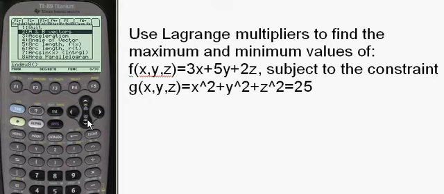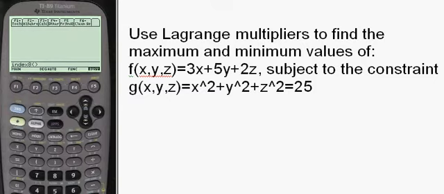And I'm going to scroll down here to Lagrange. There it is there, Lagrange. And we're going to choose x, y, and z, number 2. I am going to do several more on 2 variables, x, y.